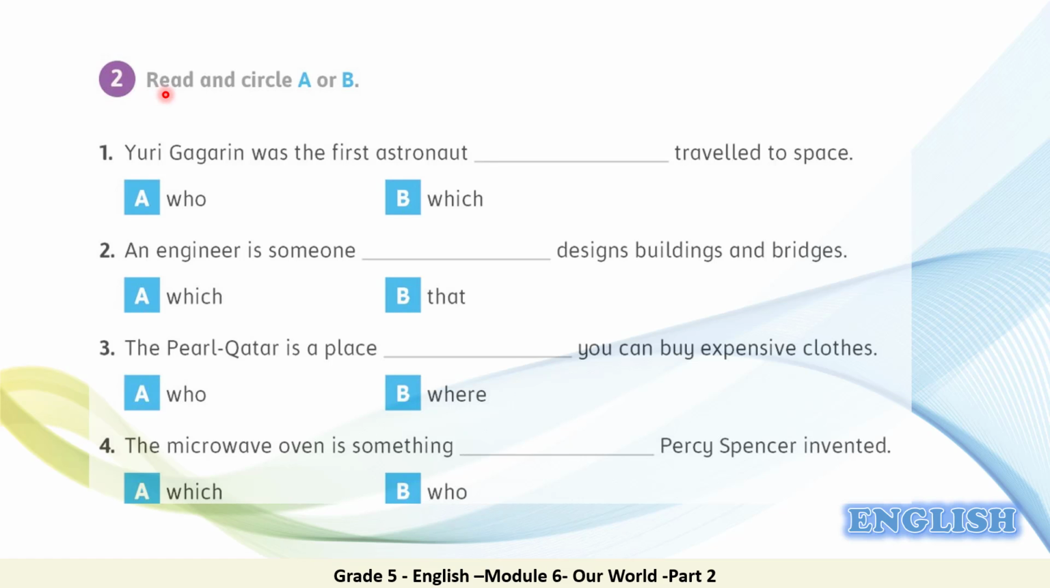Open your workbooks, page 61, exercise number 2. Read and circle A or B. Let's read the first one. Yuri Gagarin was the first astronaut blank traveled to space. The key word here is Yuri Gagarin and also the word astronaut. So I need a relative pronoun that refers to people, okay? Who or which? Good job. Who? Now, pause the video and do the rest.